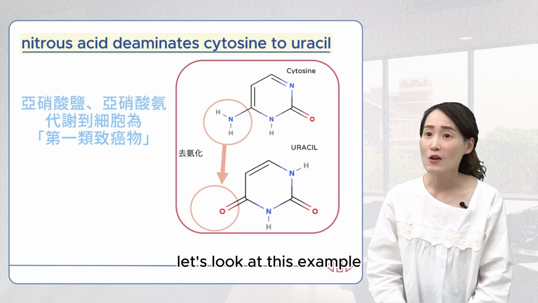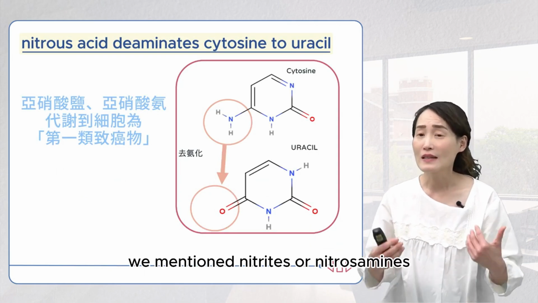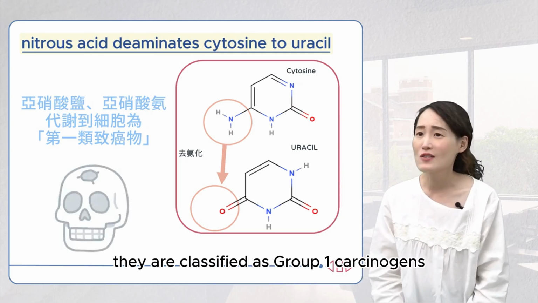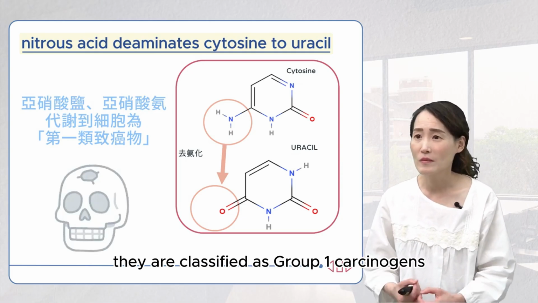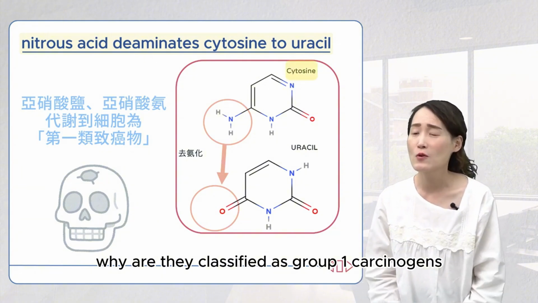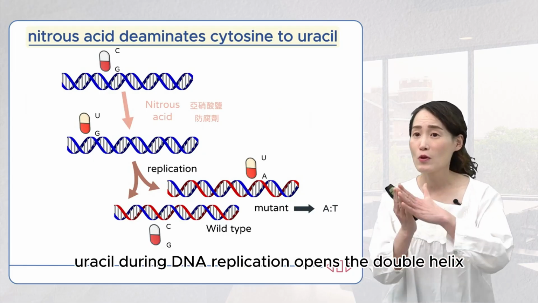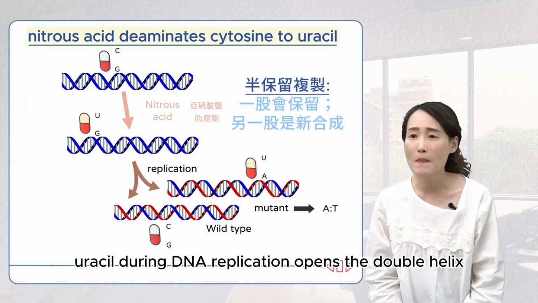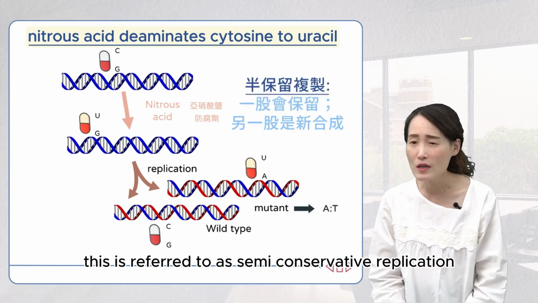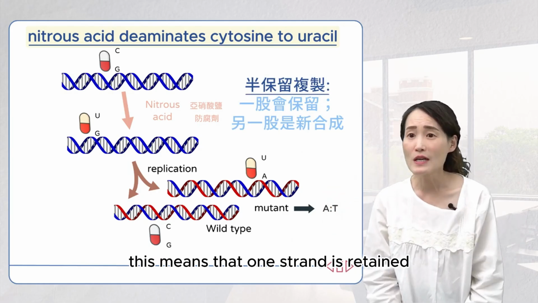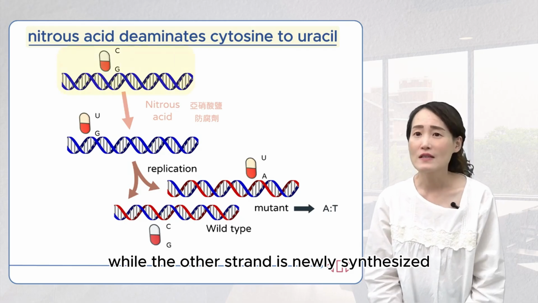Let's look at this example in the image. Earlier, we mentioned nitrites or nitrosamines, which metabolize in cells. They are classified as group 1 carcinogens. Why are they classified as group 1 carcinogens? They convert our cytosine into uracil. Uracil, during DNA replication, opens the double helix. This is referred to as semi-conservative replication. This means that one strand is retained, while the other strand is newly synthesized.